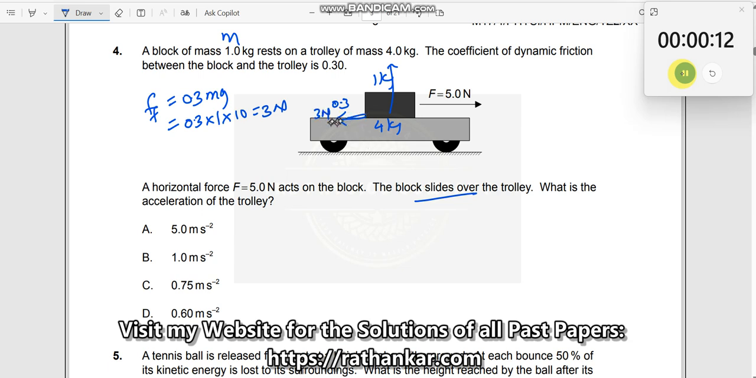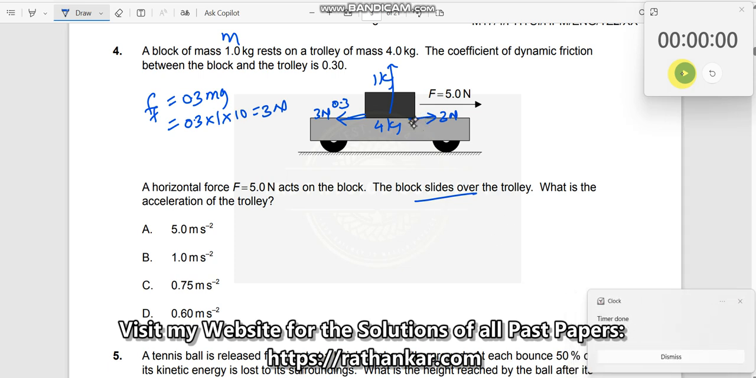So if this is 3 Newton, this is the action-reaction force of this one. Okay, so now this trolley would be pulled in this way by the same 3 Newton. Though 5 Newton acts over here, 2 Newton will act on it, right? And 3 Newton will act on it. So as a result of this, now it is moving at 3 Newton.